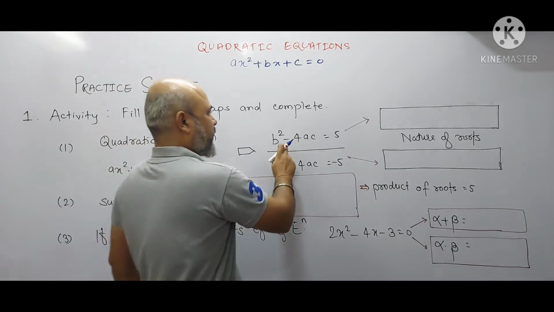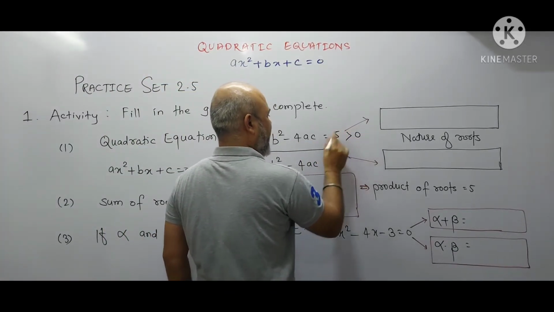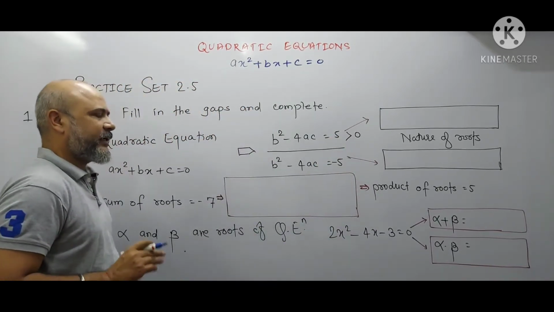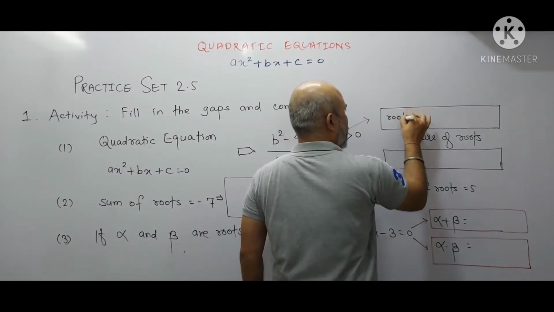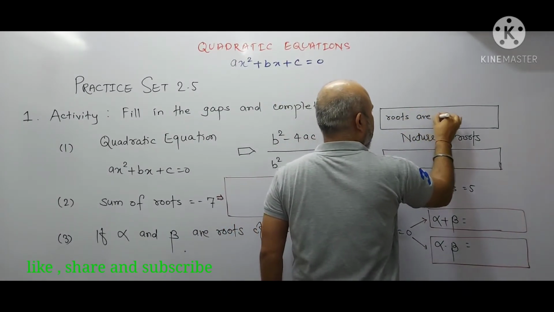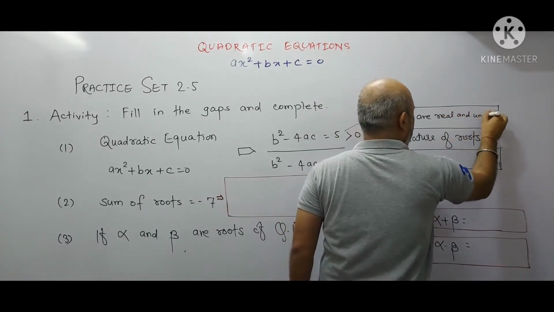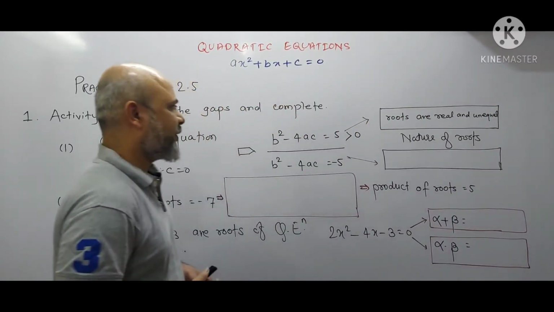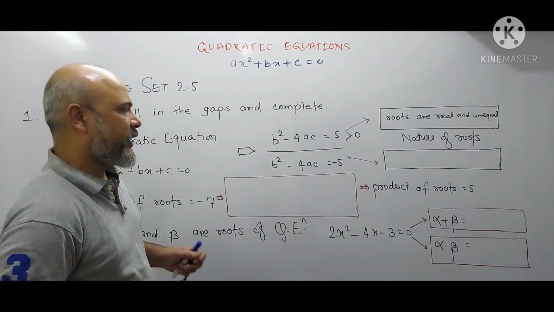So here the value of discriminant is greater than 0. Okay, because 5 is greater than 0. So when value of discriminant is greater than 0, then roots are real and unequal. Okay, when the value of discriminant is greater than 0, then its roots are real and unequal.